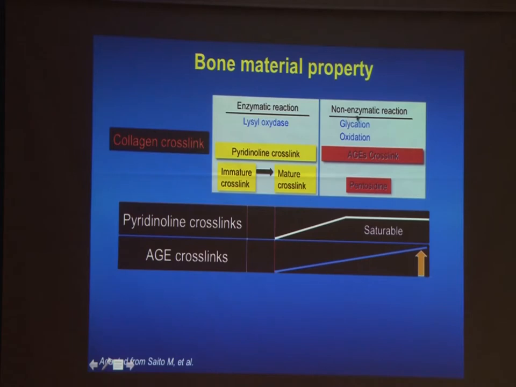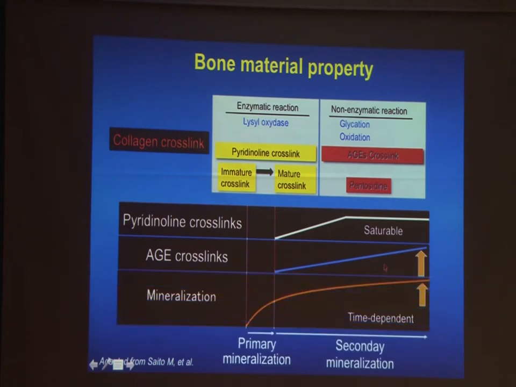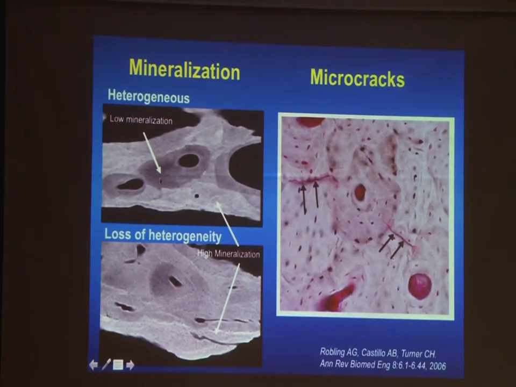So especially in a high serum glucose situation or an oxidative stress environment like aging, these AGE crosslinks will increase, which deteriorates the strength of bone. In addition, there is a mineralization process going on, and the secondary mineralization process is time dependent. So if the turnover rate is too low, there's hypermineralization of a certain portion of bone.